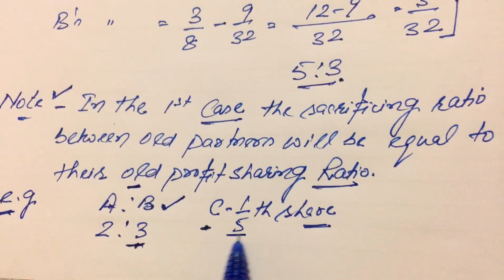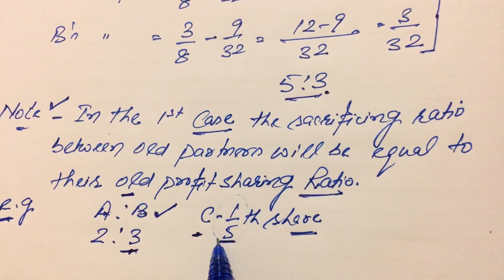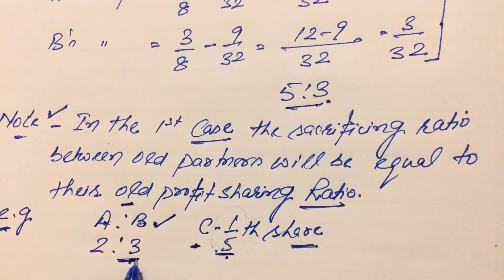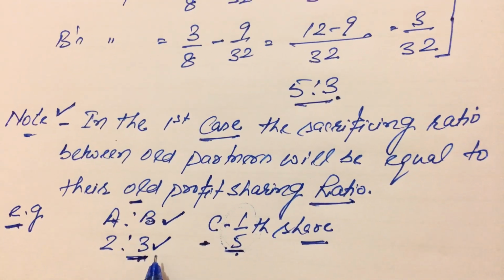Whenever we have no other information about the new partner except his share, in that case the old partners' sacrificing ratio will always be equal to their given old profit sharing ratio.